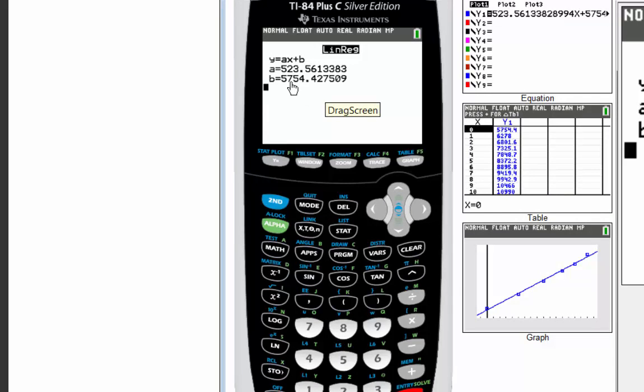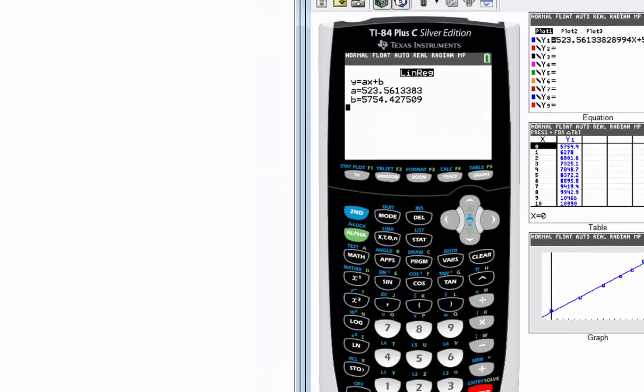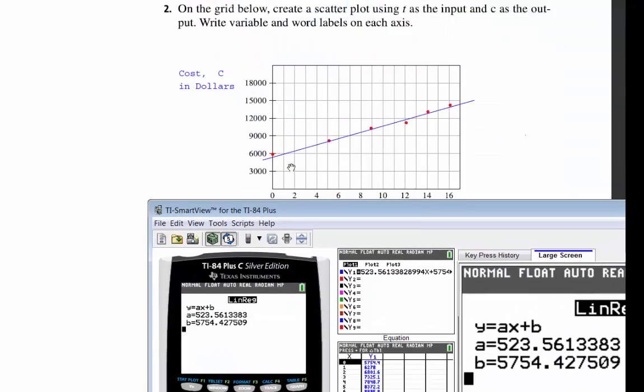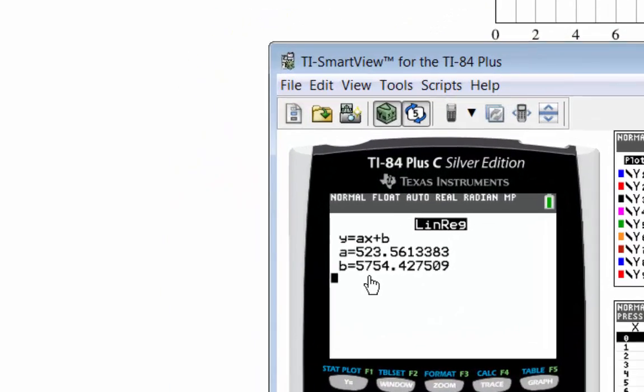All right, so maybe we should write this down, right? Because this actually represents the line that's going through these points. So I'm going to write this equation down in the form of y equals mx plus b.